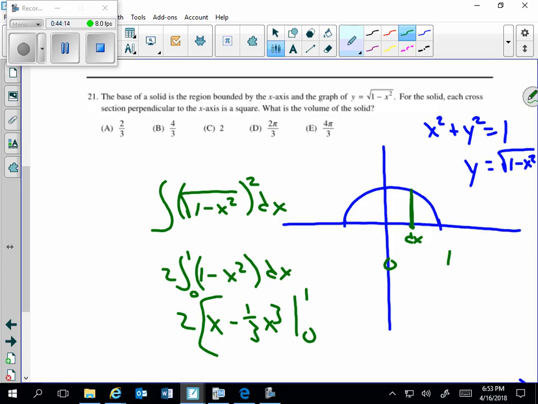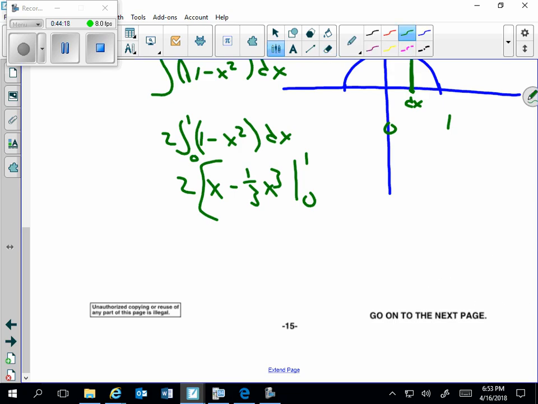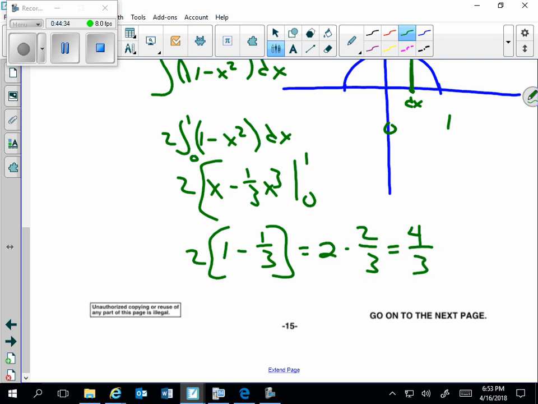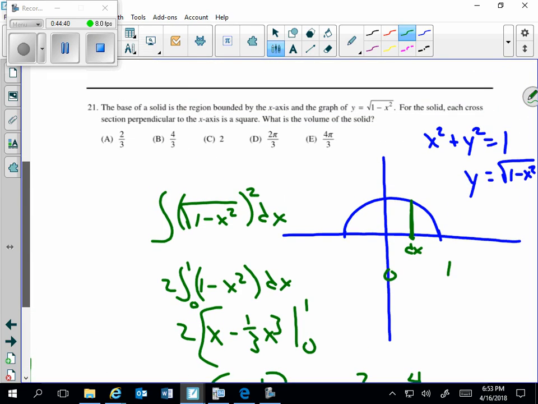Plugging in 1, I get 1 minus 1/3. So here I get 1 minus 1 cubed is 1, so I get 1/3. Plugging in 0, I get 0 minus 0, which is 0. 1 minus 1/3 is 2/3. And 2 times 2/3 is 4/3. Whoops, looks like my answer is letter B.